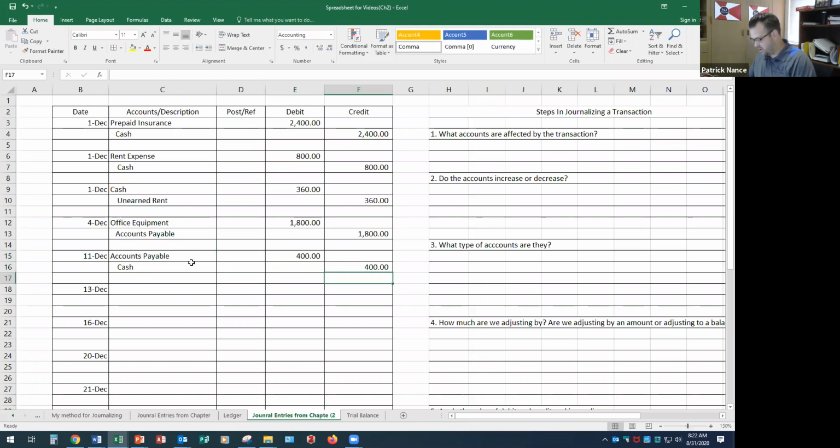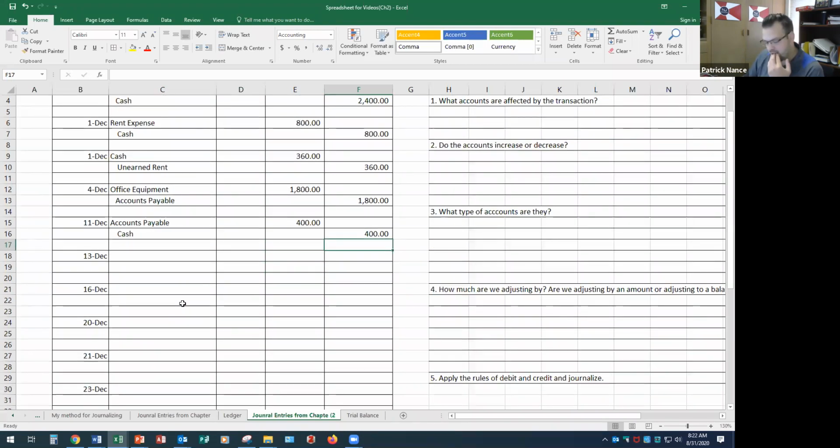So $400 there. I'm going to skip over the fees or the wages expense and the fees earned. Okay, another one we haven't talked about from the other side on December 16th.